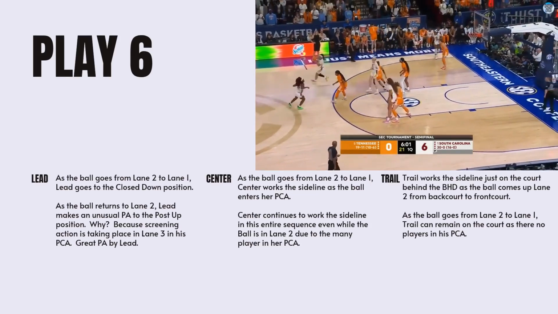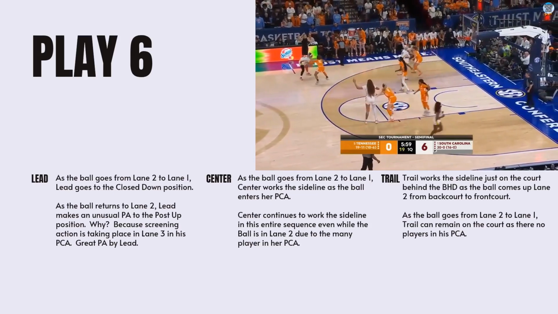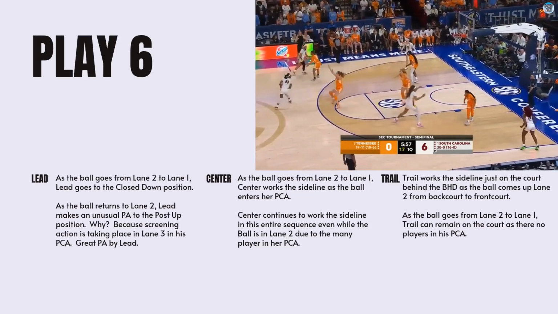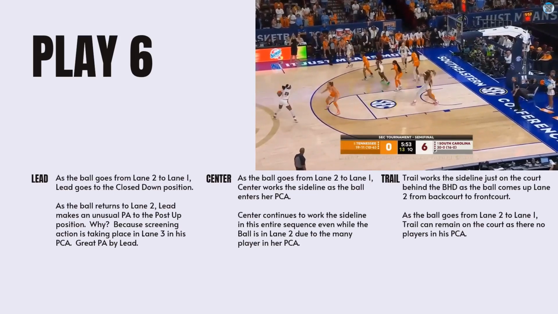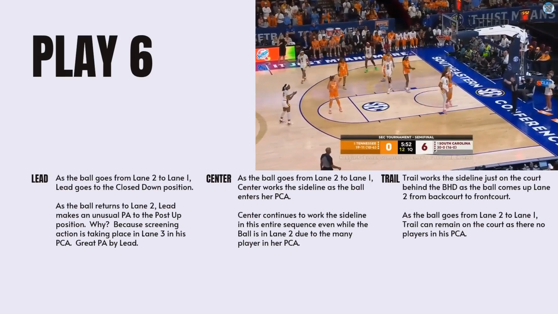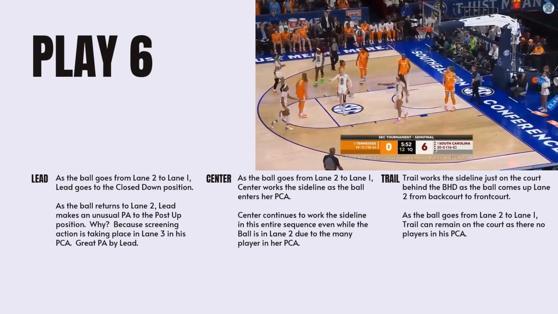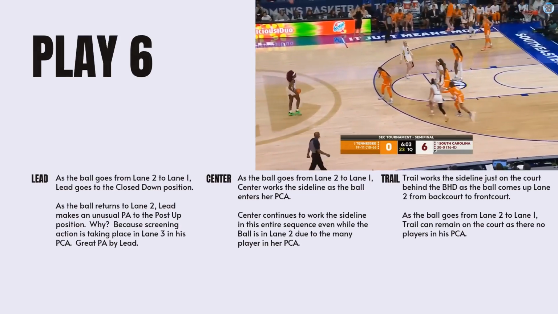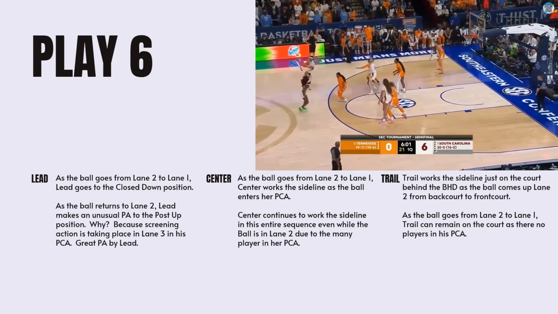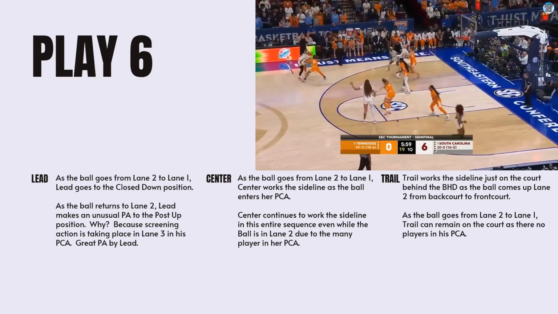As the ball goes from lane 2 to 1, lead goes to the closed down position. As the ball returns to lane 2, lead makes an unusual position adjustment to the post-up position. Why? Because screening action is taking place in lane 3 and his primary coverage area. This is an excellent position adjustment by our lead official.